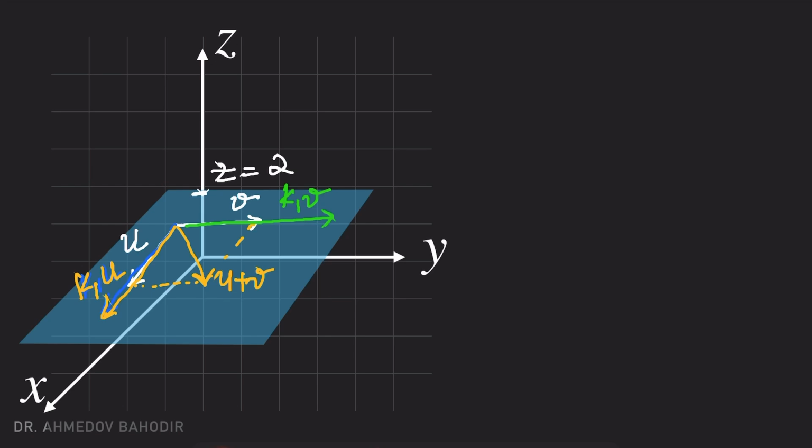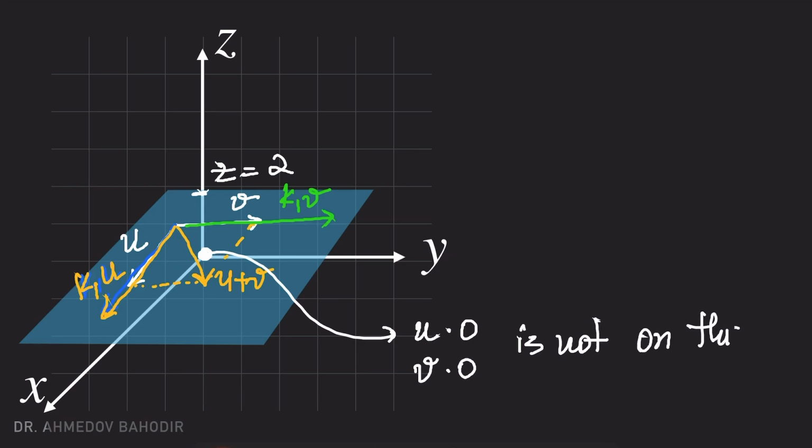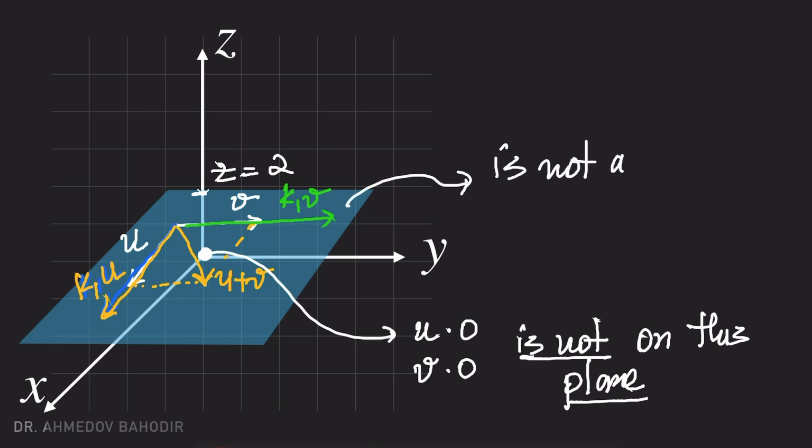But again, we can find an exception. For example, if I would just multiply u by 0, or v by 0, I would get this point or this vector, which is not on this plane. So that's why it's not a vector subspace. So this plane is not a vector subspace.